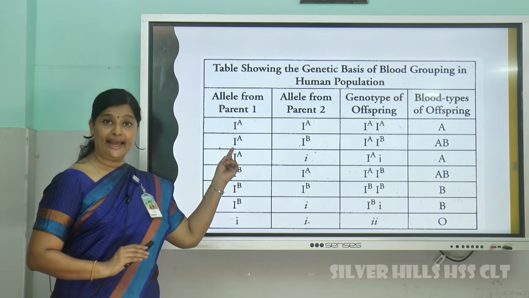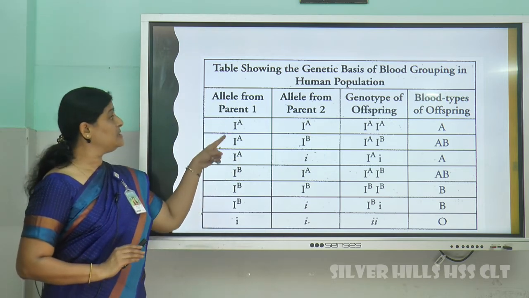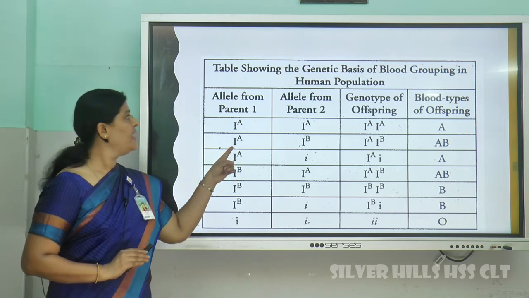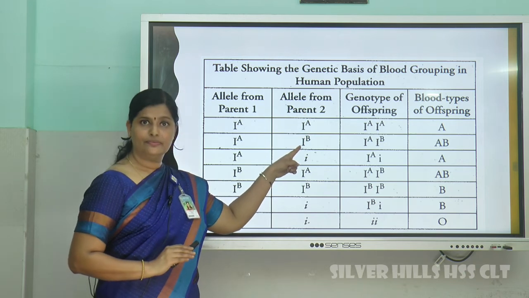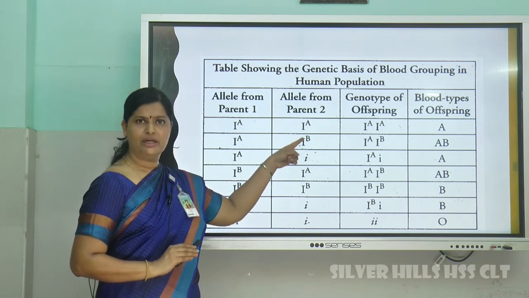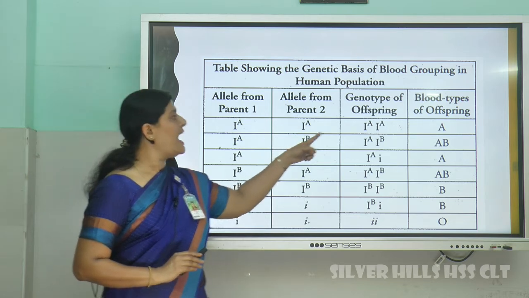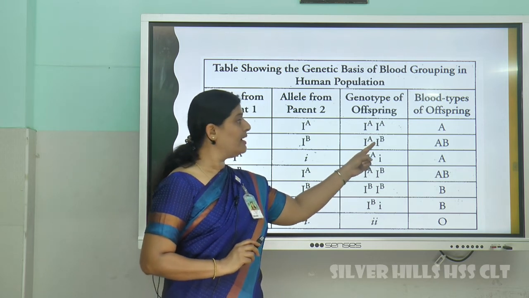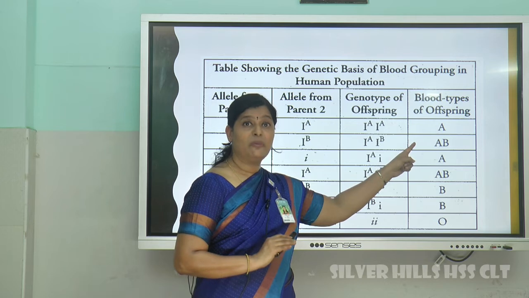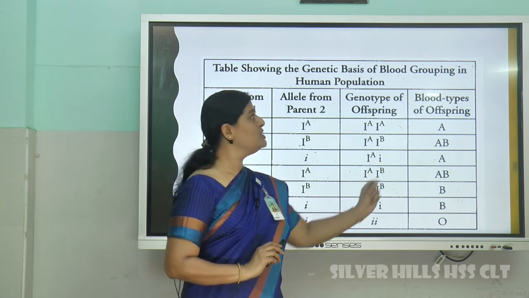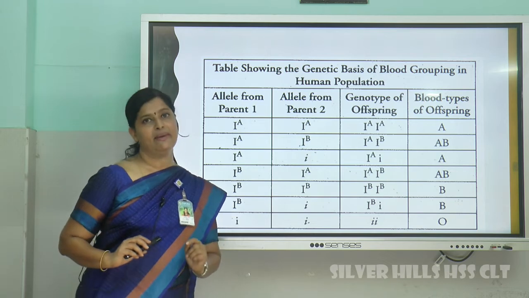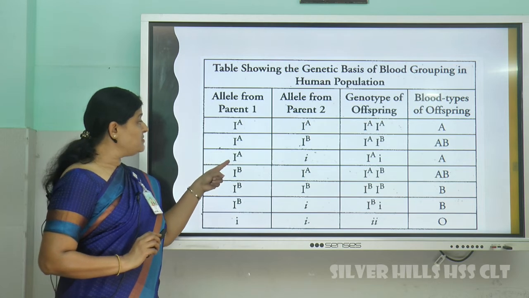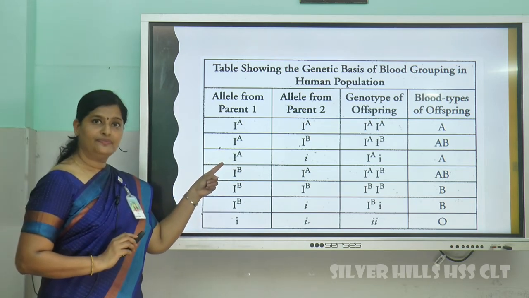Now let's see the second case. This offspring is getting the IA allele from the father and IB from the mother. If the mother's blood group is B, the offspring will get the B allele. What is the genotype of that offspring? IAIB. This offspring will be producing both the antigens. So what is this blood group? AB blood group.